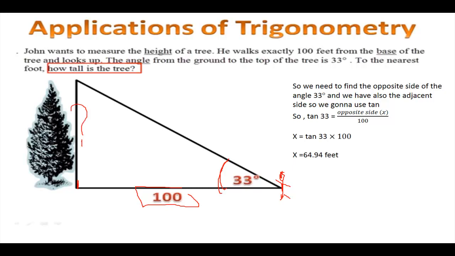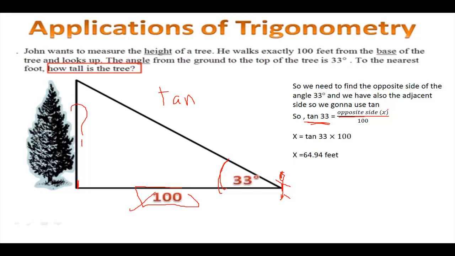So he needs this side. We have an angle, the opposite side is unknown, and the adjacent side is known. So what is the trigonometric ratio that relates the opposite and the adjacent? Of course it's tan. Tan is opposite over adjacent. So tan 33 will equal the opposite side, which we don't know, over the adjacent side, which is 100.